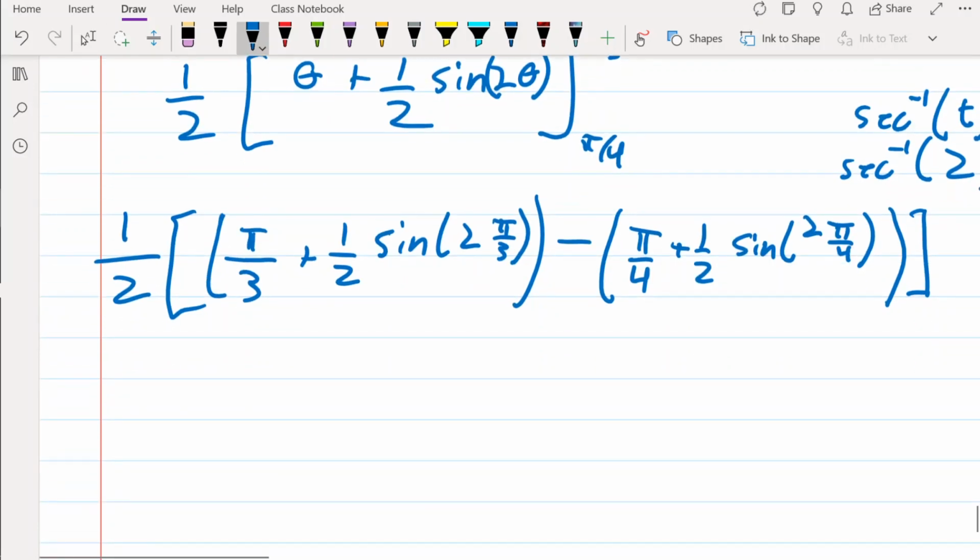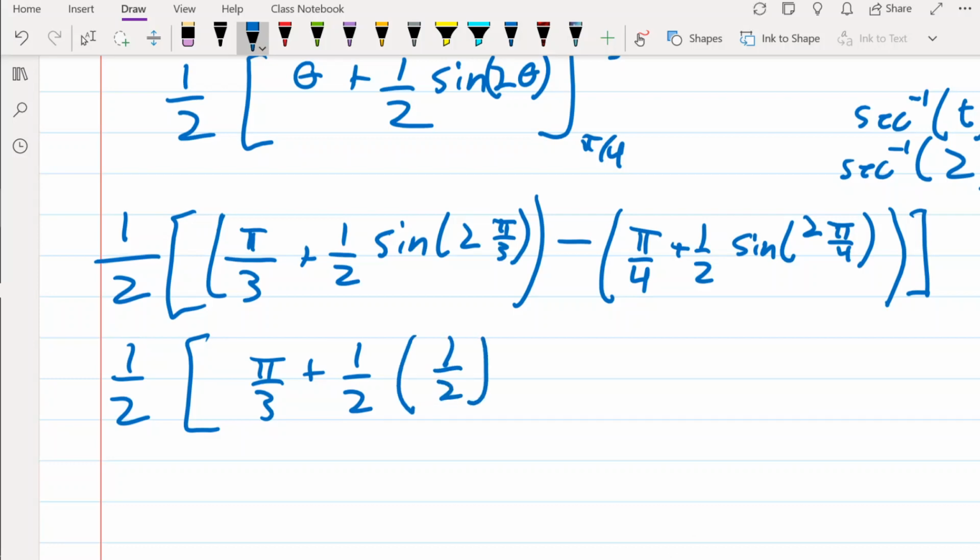Now we simplify it down, so it'll be 1/2 times pi over 3 plus 1/2. Sine at this value is going to be 1/2, because sine at 2 pi over 3, when you draw it out on the unit circle, actually no, that's going to be root 3 over 2, not 1/2. Minus, now we're going to distribute this, so it's going to be pi over 4 minus 1/2. Now sine at pi over 2 is going to be equal to 1.